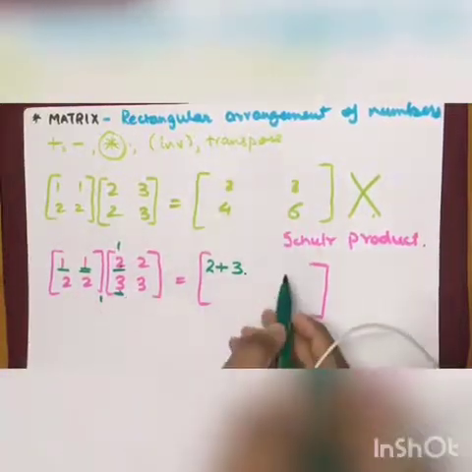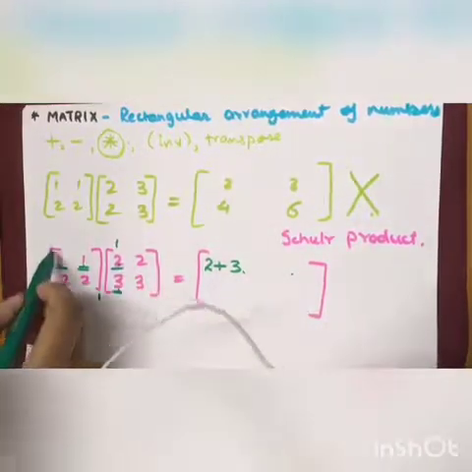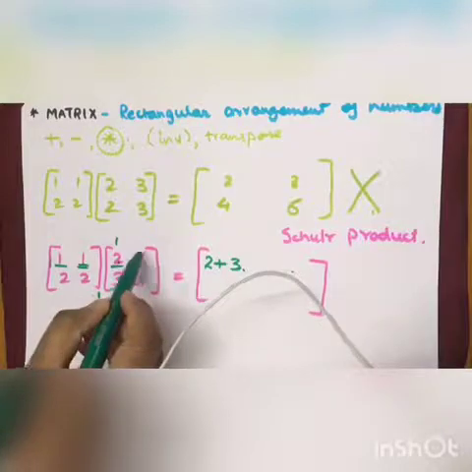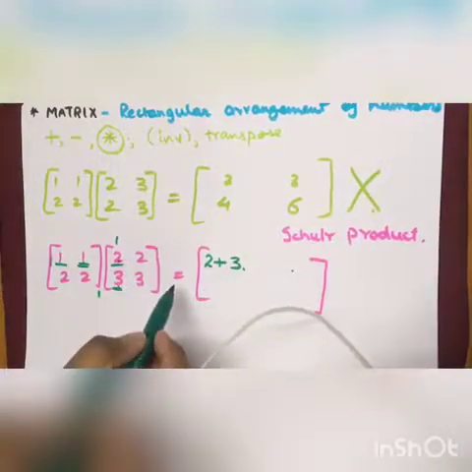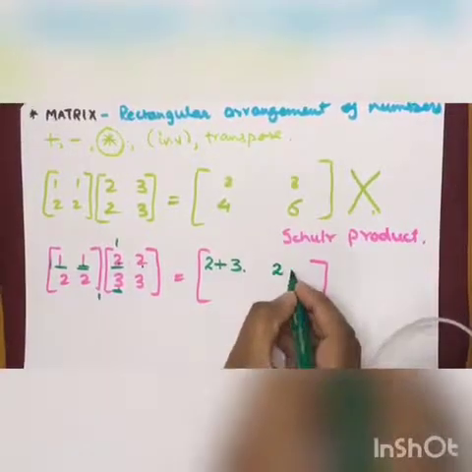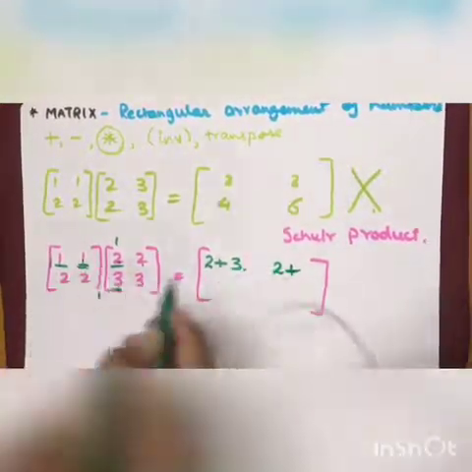Now for the second element, we multiply the elements of the first row of the first matrix with the elements of the second column of the second matrix. So we go like 1 into 2 is 2 again, and 1 into 3 is 3.